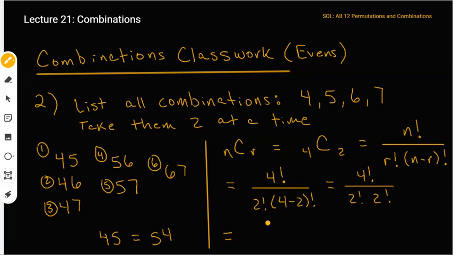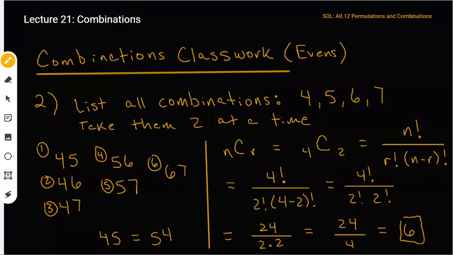So the 4 factorial, I know that that's going to be 24. And since 2 factorial is just 2, I'm going to have 2 times 2 at the bottom. That's going to give me 4. So I'll put the 4 at the bottom. So then 24 divided by 4 is going to give me 6. So in total, I should have 6 different combinations. So that's a good way to check to see if you have all the combinations that you should have.